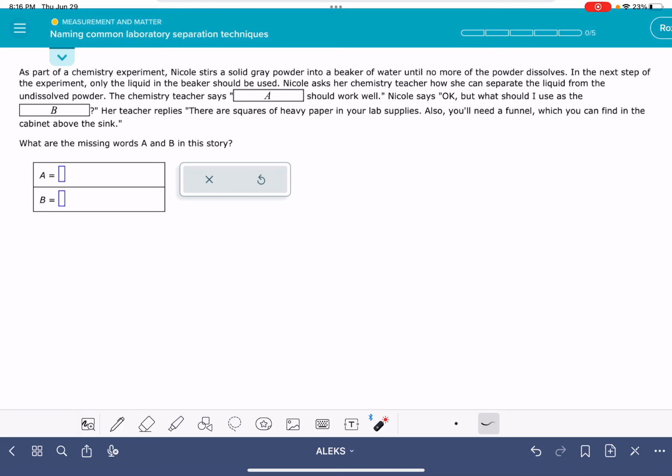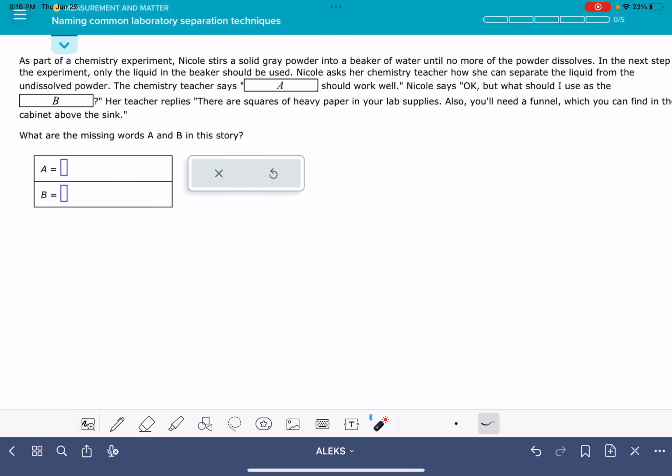In this video, we're going to work on the ALEKS problem called Naming Common Laboratory Separation Techniques. This problem is going to describe a scenario that you need to fill in the blanks A and B based on one of 4 common lab separation techniques. I'm going to do my best to describe those 4 situations for you right here.